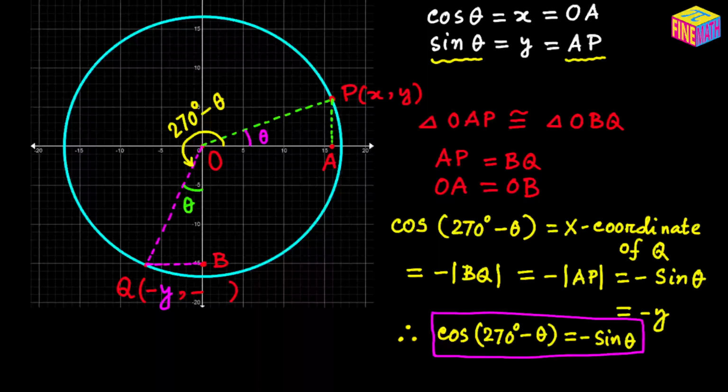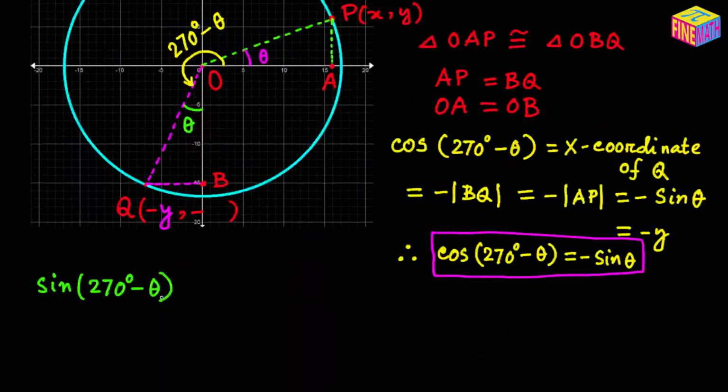Now let's try to calculate the value of sine of 270 degree minus theta. If you think about the y coordinate of the point Q, the y coordinate would actually be the sine of 270 degree minus theta, because that is the angle that OQ makes with the positive x-axis. And from the concept of trigonometric function in unit circle, we know that the y coordinate is actually represented by the sine function of that angle. So here sine of 270 degree minus theta would represent the y coordinate of the point Q. So let me make a note.